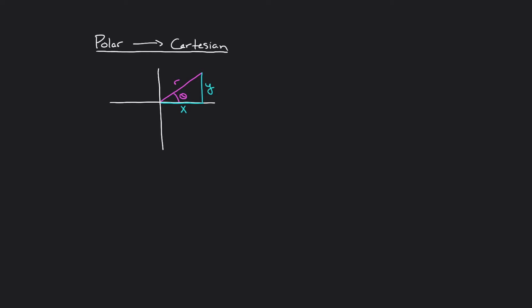Let's start with x. How are we going to write x as a function of r and theta? Well, notice that x, r, and theta form the angle, adjacent side, and hypotenuse of this triangle. Therefore, they are related by the cosine function. In particular, x is equal to r times cosine of theta.